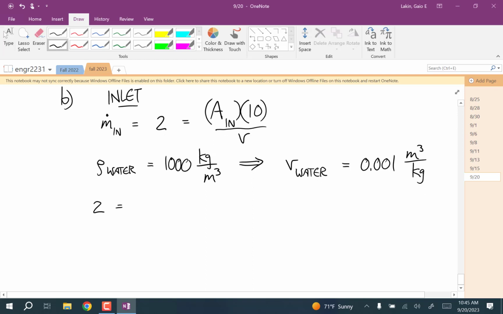So 2 is equal to 10A divided by 0.001. And so A is 0.002 divided by 10, so 0.0002 meters squared.